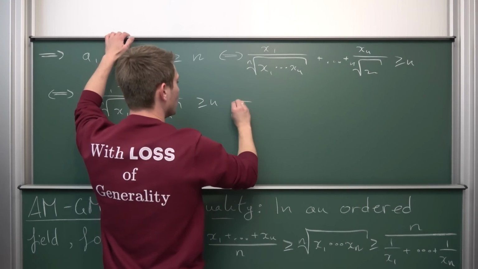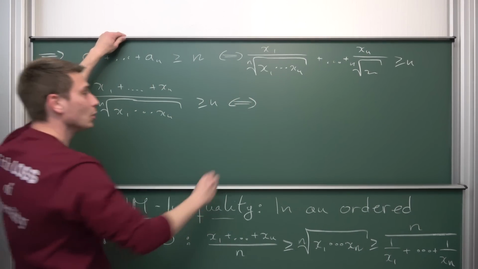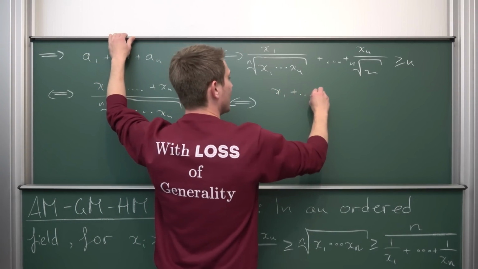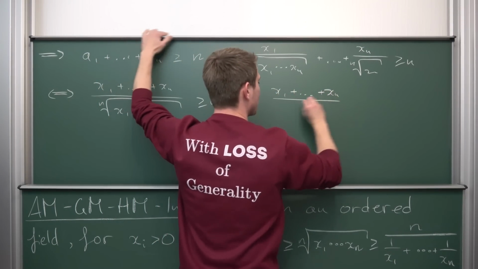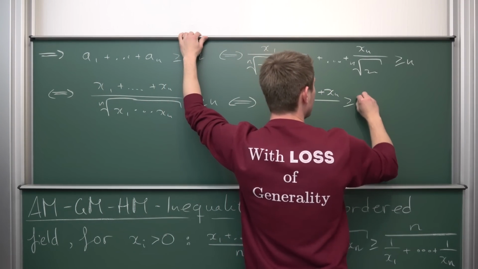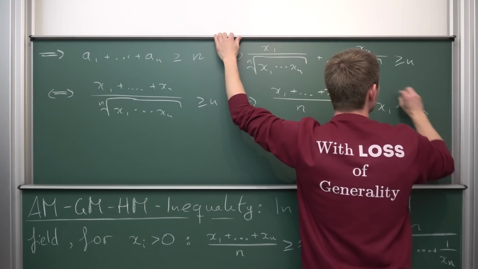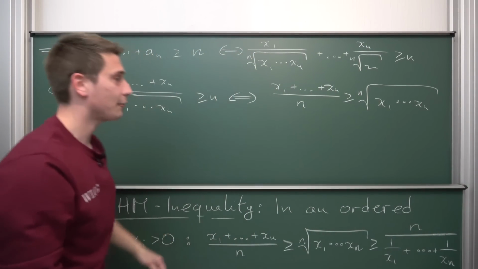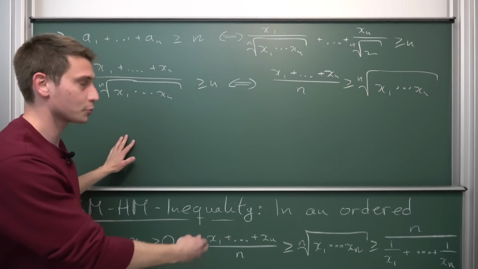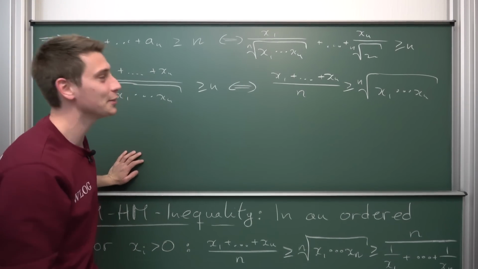leaving us overall with our desired inequality, namely that x1 added together up until xn divided by n is indeed greater or equal than the nth root of all of our samples multiplied together. I thank you very much. AMGM inequality proven in a few lines by using the sneaky little theorem that we got here.